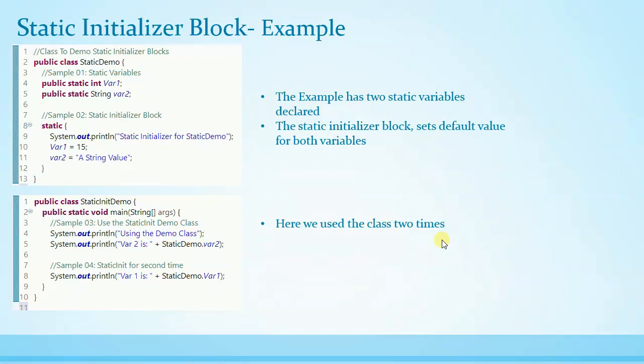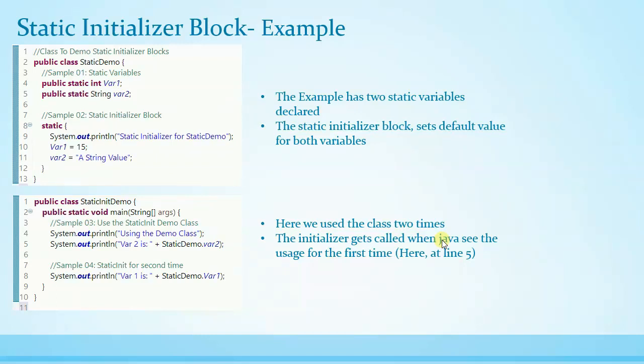Here in the bottom code block we use StaticDemo 2 times. We will see how many times the console output gets printed from the static initializer block. Here, since we used StaticDemo at least once, Java will call the static initializer block.